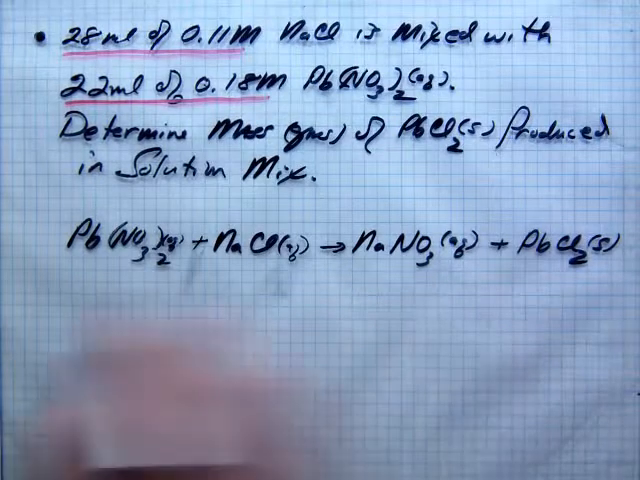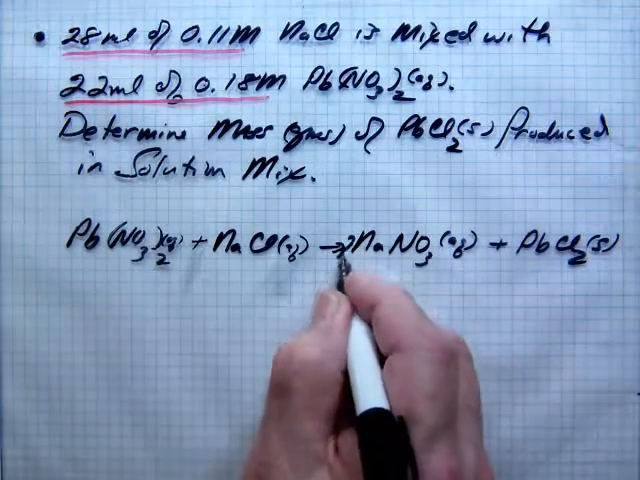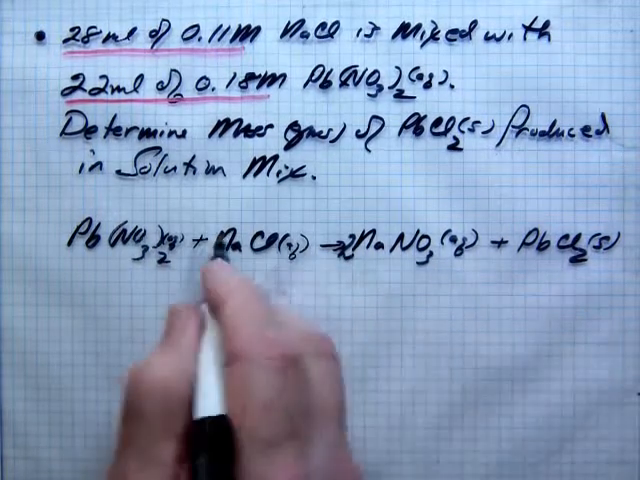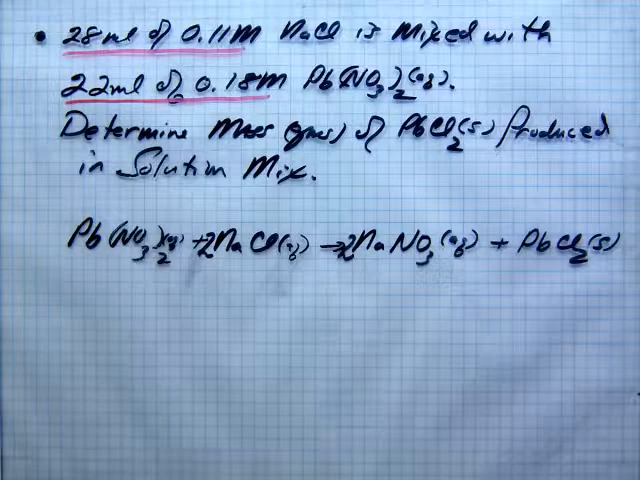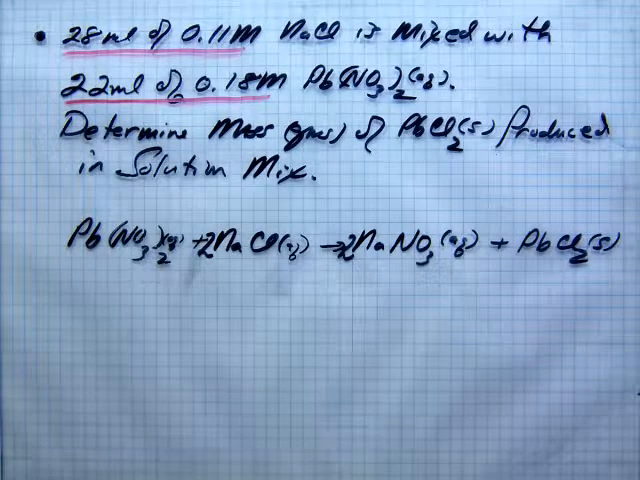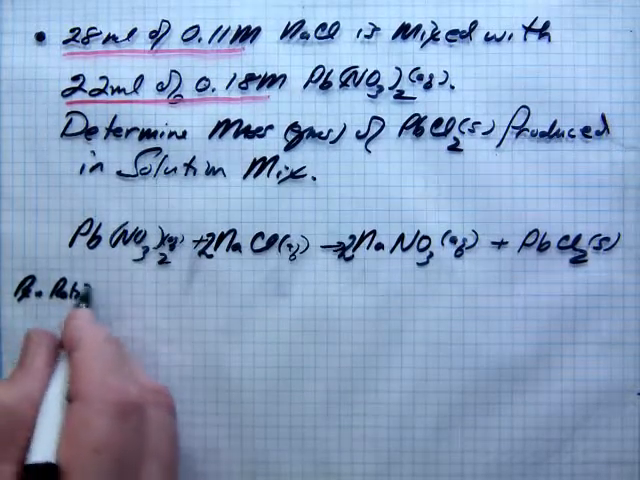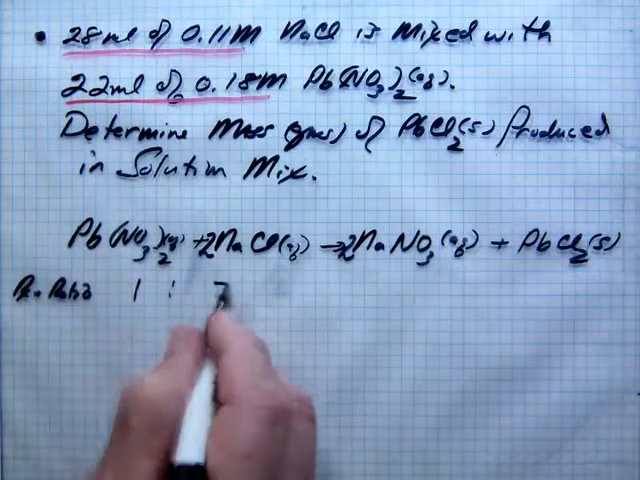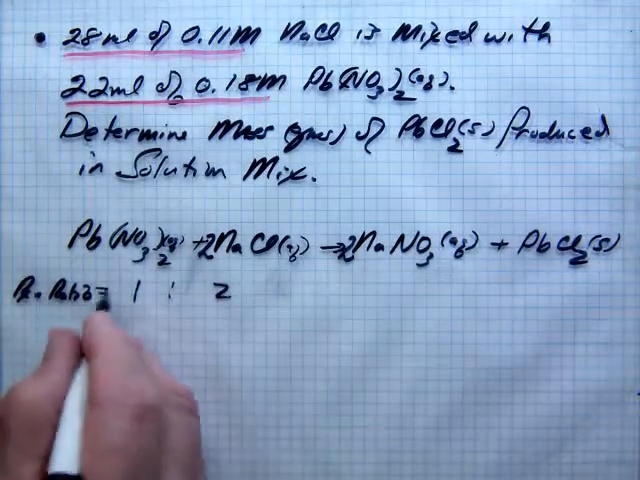Now, balancing the equation, we'll have to have 2 nitrates, 2 right there, and we'll have to have a 2 right here in front of the sodium chloride, and 2 in front of the sodium nitrate. So your reaction ratio is 1 to 2 in this expression.